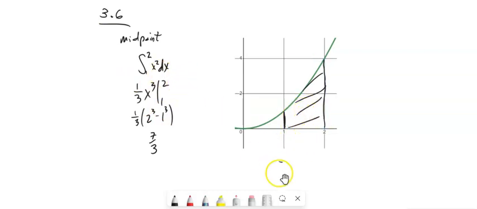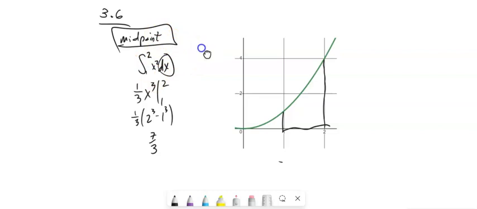But remember what we did was this dx is this infinitesimally small change in x. What we really did is we added up a bunch of rectangles to get there, an infinite number of them. So we're going to step back to there. We're actually going to do that. So we're going to do an approximation for this using the midpoint.